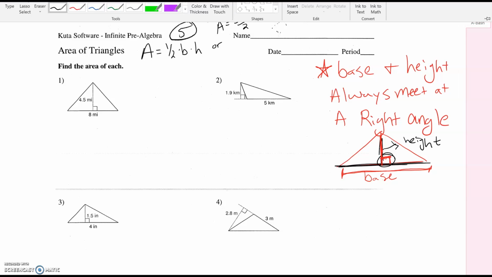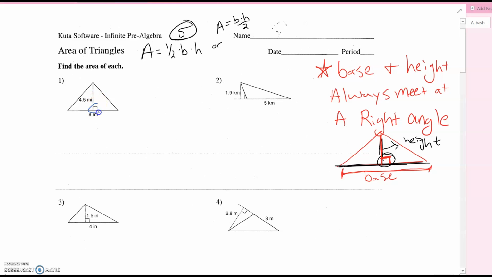Okay, so here, for this first one, we'll circle the 90. Area is just going to be, since 8 and 4.5 both meet at the 90, it's just going to be 8 times 4.5 divided by 2. So in your calculator, you just go 8 times 4.5 and then divided by 2, which should give you something like 18 miles squared.